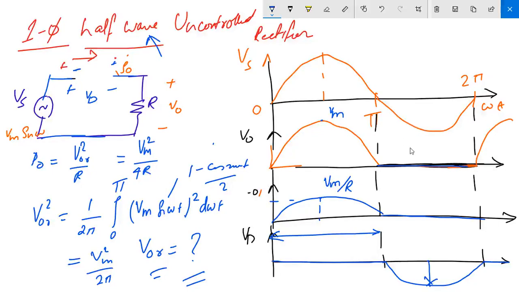Okay, so this is it. I'll stop here. We'll do the next load, that is L load and RL load, in the next session.